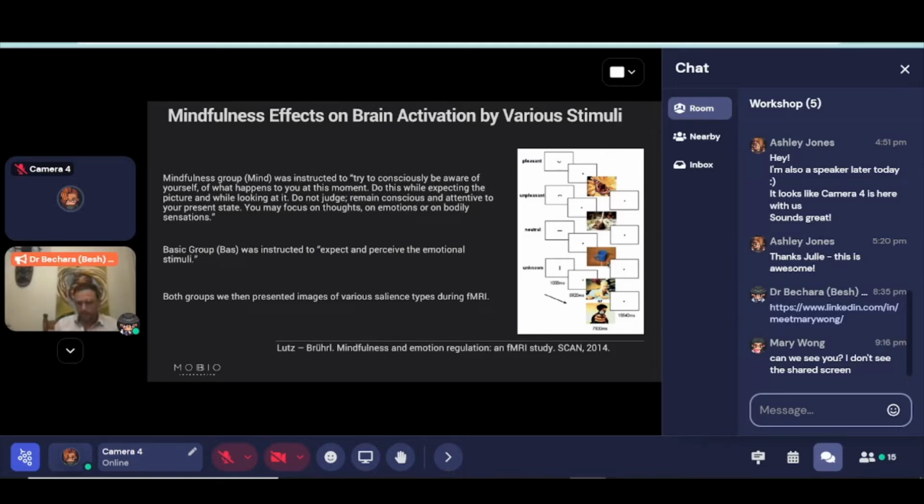As you'll see in a moment, it's pretty obvious what's an emotion, what's an emotionally charged image and what isn't, just by looking at the brain.